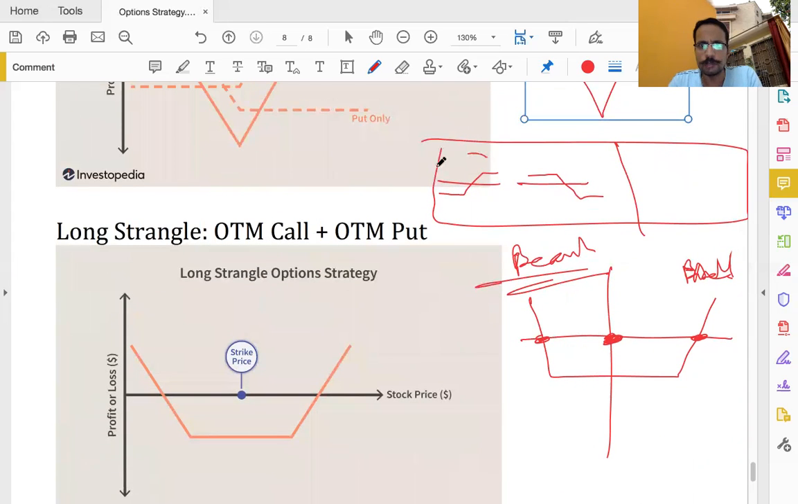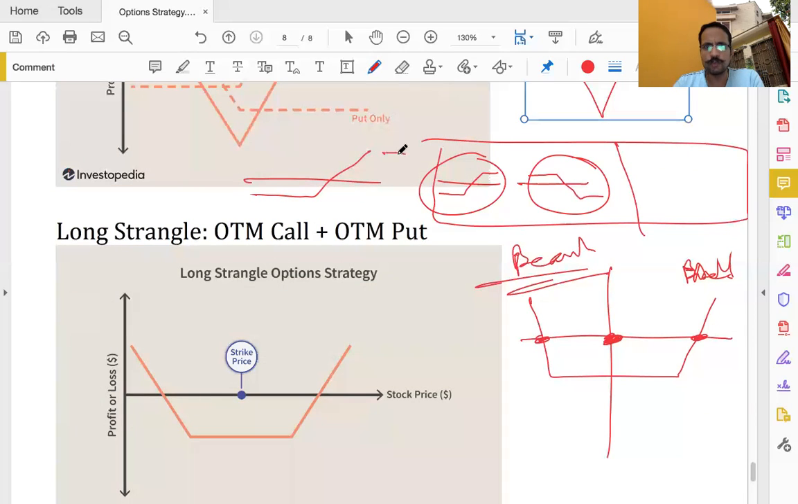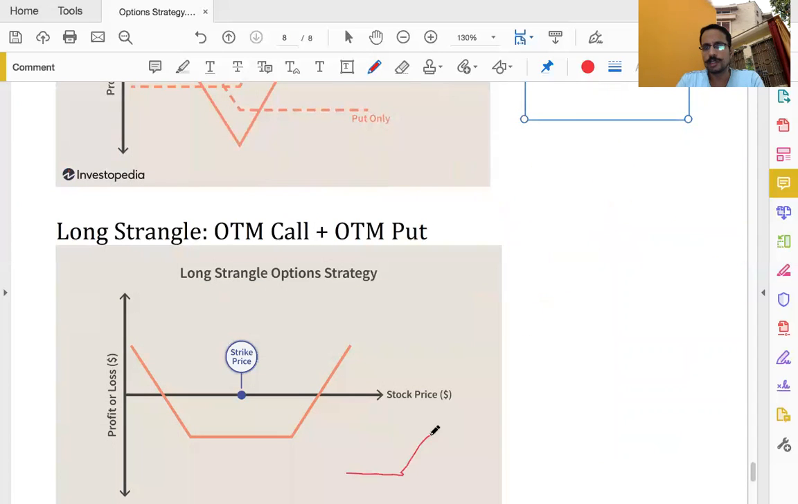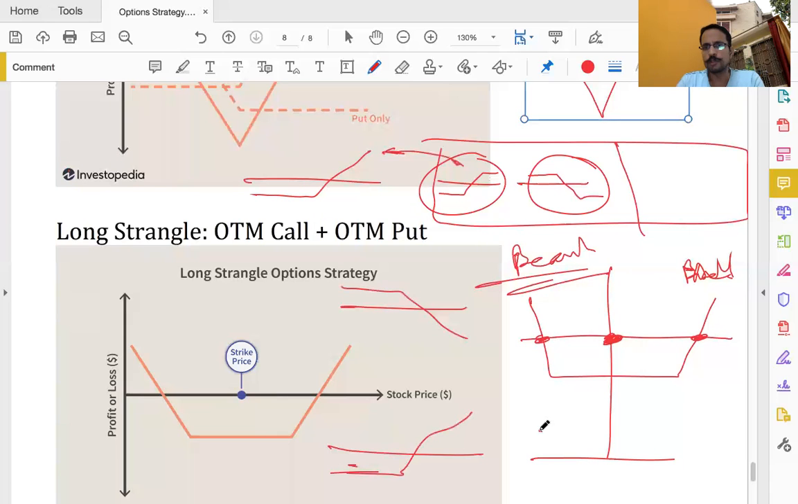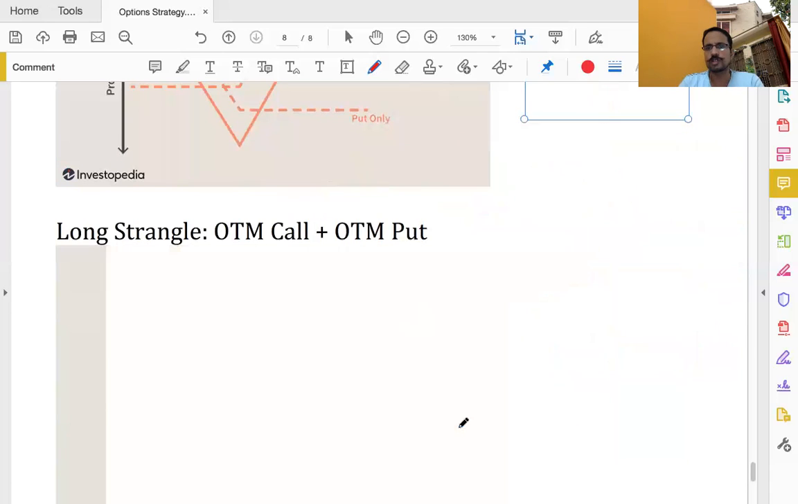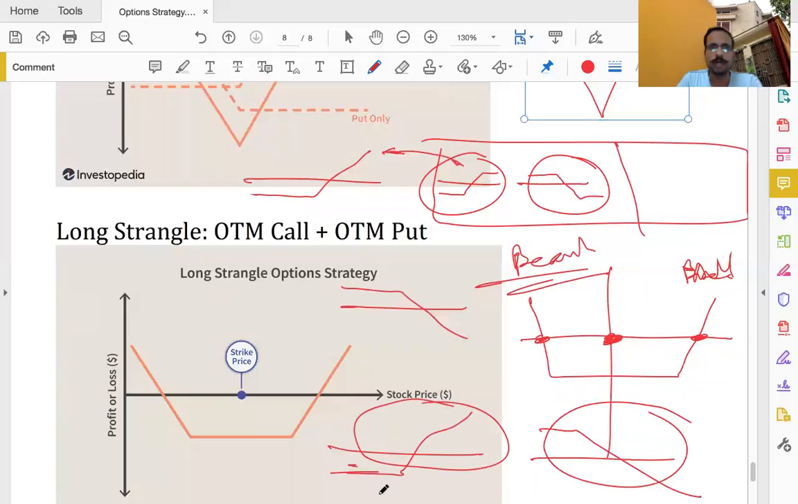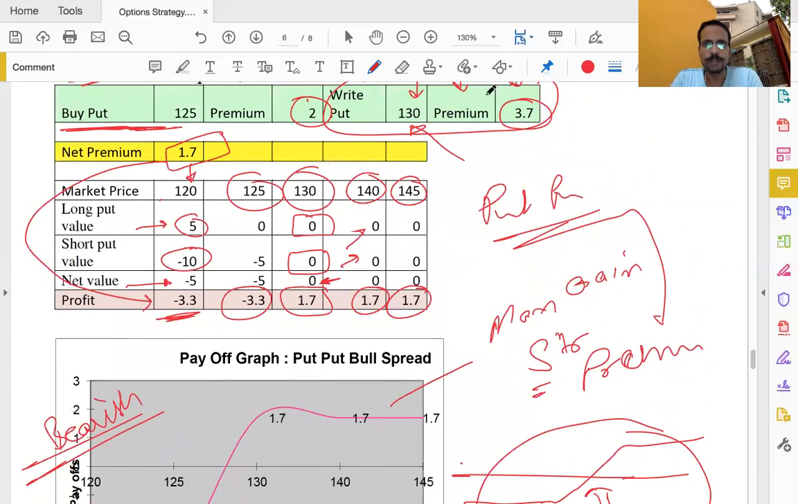So this is your bullish spread chart. This is your bearish spread chart, and the call option chart is basically like this. It won't flatten out like it has flattened here, and the put option chart is going to be like this. So if you just remember, the call option is like this and the put option is like this, right? So you just keep this in mind. Okay, thank you so much.